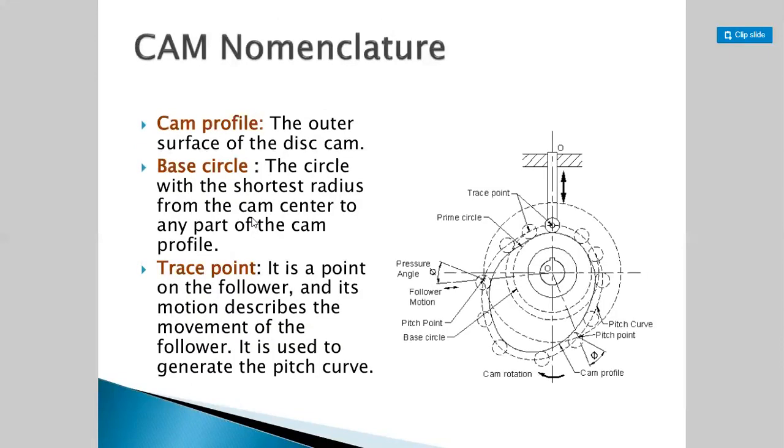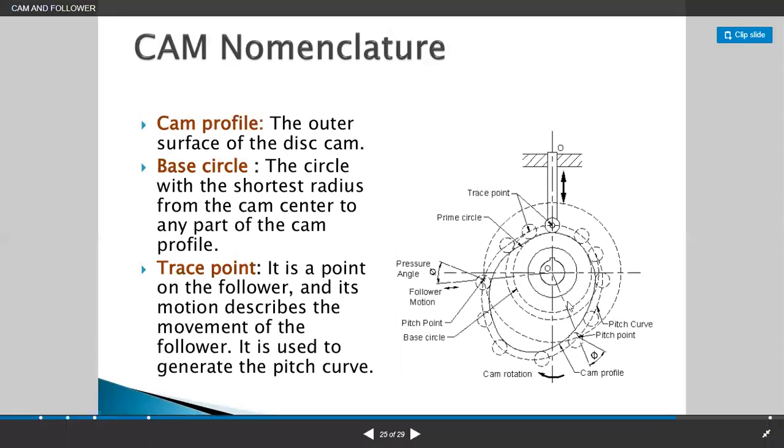Now the terminology, or the cam nomenclature, which is used in cam design. First one is the cam profile. The outer surface of the disc cam is called the cam profile. Suppose this is a cam, this is the whole cam. This outer surface is known as the cam profile.